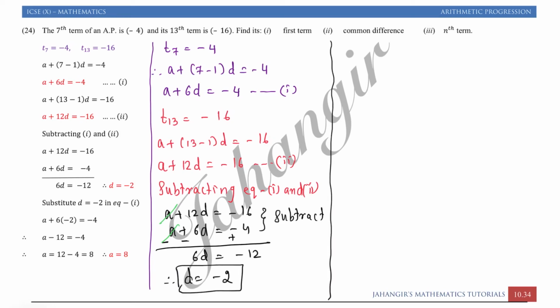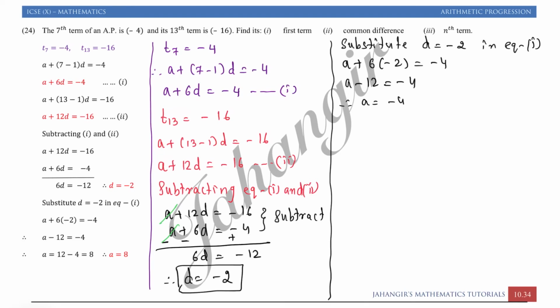Now we will substitute the D value. Substitute D is equal to minus 2 in equation 1. Equation 1 or 2, you can substitute as per your comfort zone. So A plus 6 into minus 2 is equal to minus 4. So we can write A minus 12 is equal to minus 4. So therefore A is equal to minus 4 plus 12, which is 8.